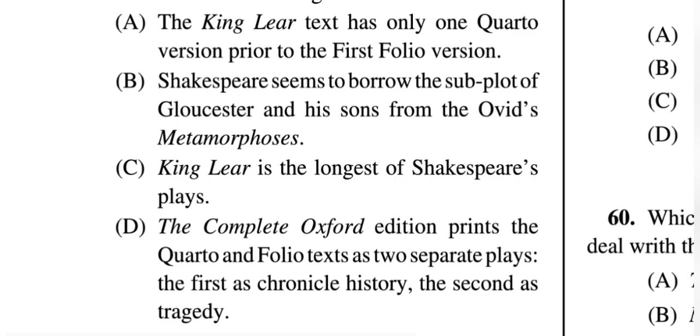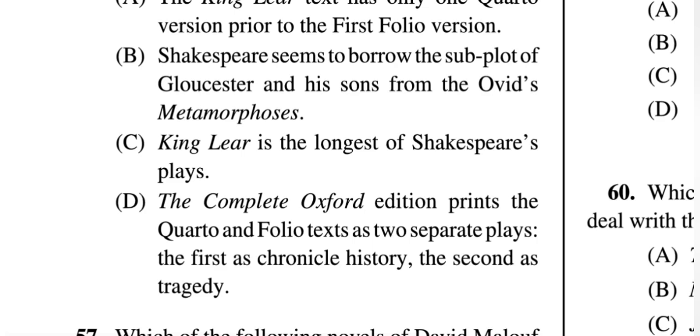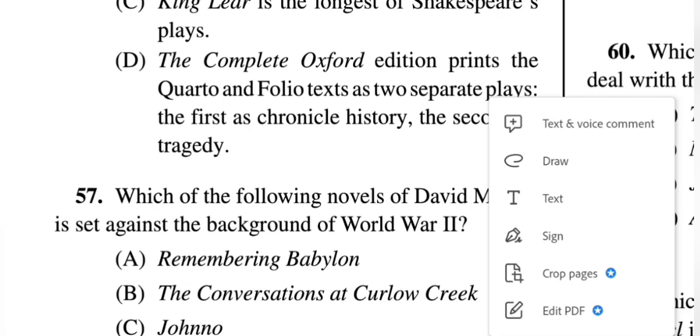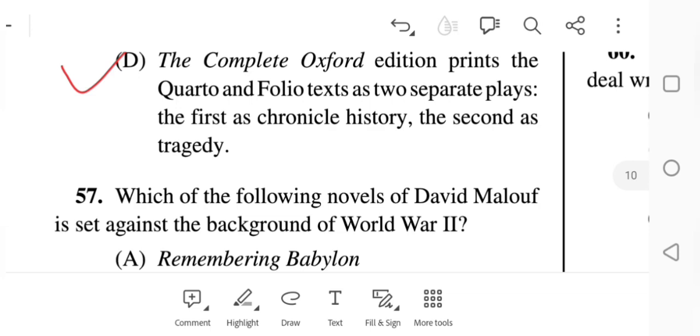Now B, Shakespeare seems to borrow the subplot of Gloucester and his sons from Ovid's Metamorphoses. C, King Lear is the longest of Shakespeare's plays. D, the complete Oxford edition prints the quarto and folio text as two separate plays, the first as chronicle history, the second as tragedy. Correct answer is D, that is the complete Oxford edition prints the quarto and folio text as two separate plays, the first as chronicle history, the second as tragedy.